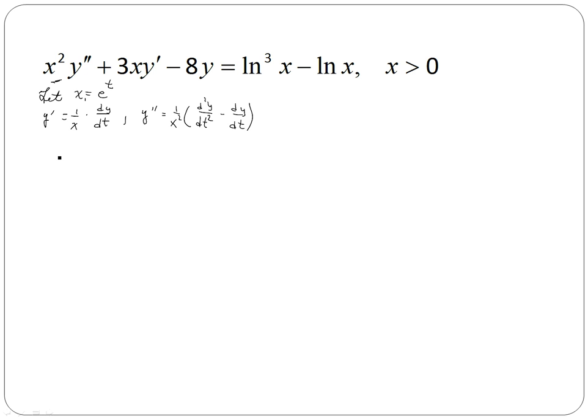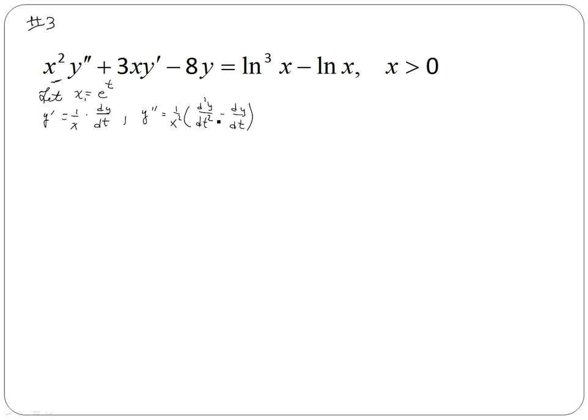Here's number 3, the alternative method when you let x equal e to the t, and then compute your derivative and your second derivative, just like in question number 2. This is question number 3.